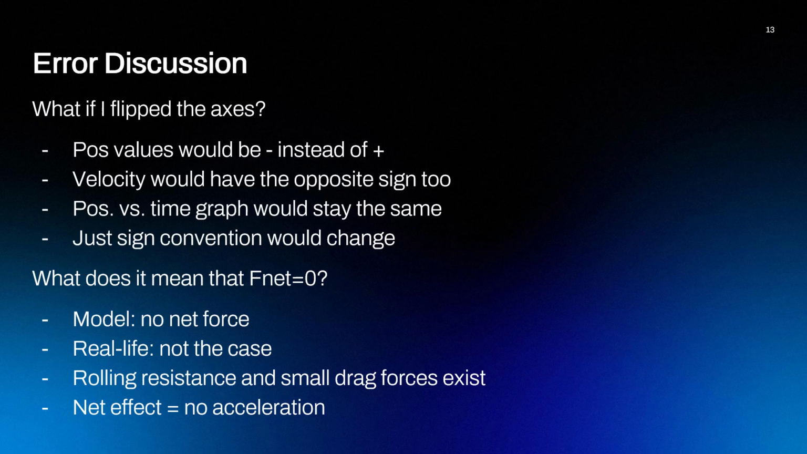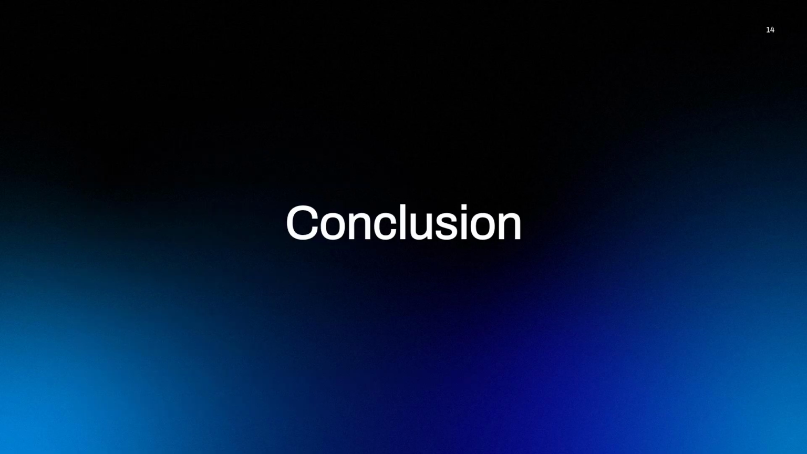What does it mean if F net is zero? In my model, I set the net force equal to zero, but in real life, that doesn't mean that there are no forces acting. The object may have balanced pushes and pulls, such as forward motion balanced by rolling resistance or very small drag forces. The important point is that the sum of all the forces equals zero, so that the net effect is no acceleration. In conclusion, this lab demonstrates that an object moving with a constant velocity can be accurately modeled using Newton's second law and with zero net force.